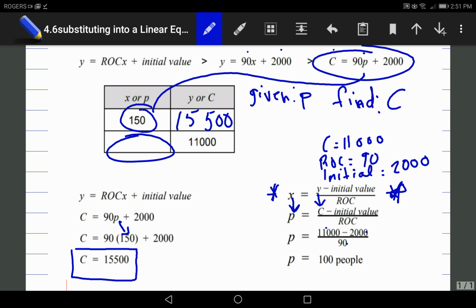Okay, follow BEDMAS, and actually you can't follow BEDMAS until you clear or simplify what's in the numerator. So just make sure you do 11,000 minus 2,000 first, right? So that's 9,000 divided by 90, which is 100 people.